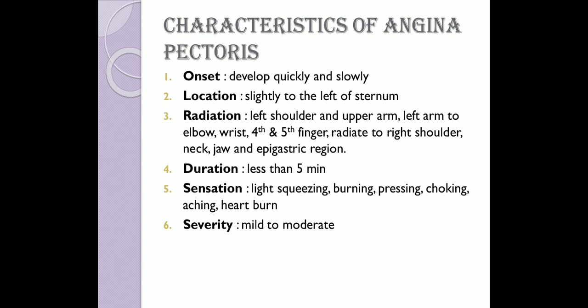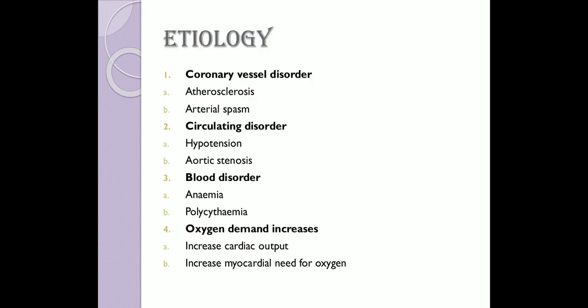The characteristics of angina pectoris: the onset develops quickly or slowly, location slightly to the left of sternum, it radiates toward the left shoulder and upper arm, left arm to elbow, wrist, fourth and fifth finger, radiates to right shoulder, neck, jaw and epigastric region. The duration of pain is less than 5 minutes. Sensation: squeezing, burning, pressing and choking, aching, heartburn is observed. The severity is mild to moderate.